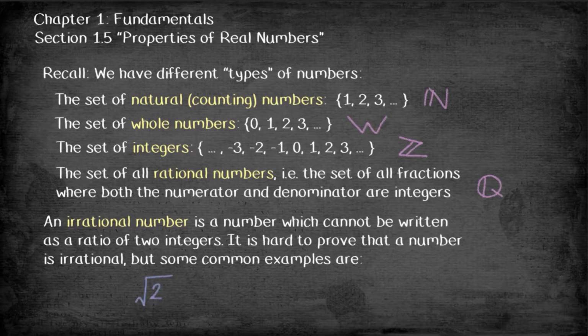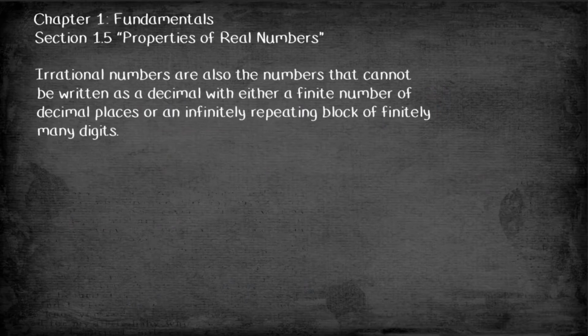Square root of 2, that is the number that when squared gives me 2. Everybody's favorite constant pi. And then we also have Euler's constant E. So these are some common examples of irrational numbers. Now, irrational numbers are also numbers that cannot be written as a decimal with either a finite number of decimal places or an infinitely repeating block of finitely many digits.